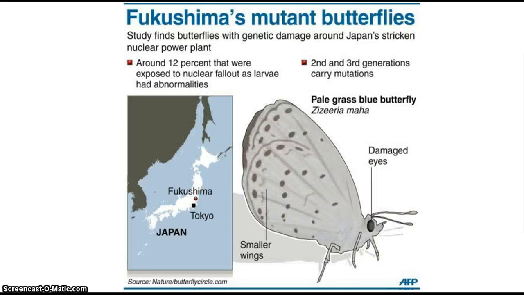And one thing just in the last couple of years since the Fukushima meltdown in Japan is that they're finding butterflies with genetic damage around those nuclear power plants. About 12% of the larvae have abnormalities because of exposure to nuclear waste from the Fukushima generating plant over there. This is something that will continue to be studied as we go through. Some of the mutations that they're seeing in these butterflies are smaller wings and damaged eyes.